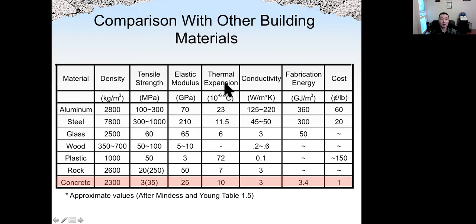The coefficient of thermal expansion of concrete is very similar to steel. This is a very important property for reinforced concrete structures, because the thermal expansion coefficients of steel and concrete are very similar. So when we have a temperature change, we will not have debonding at the interface between the steel and the concrete. Otherwise, basically we cannot make reinforced concrete. The conductivity and the fabrication cost of concrete are also much lower compared to steel, as we can see from here, and the cost of concrete is about 5% of the steel structure.